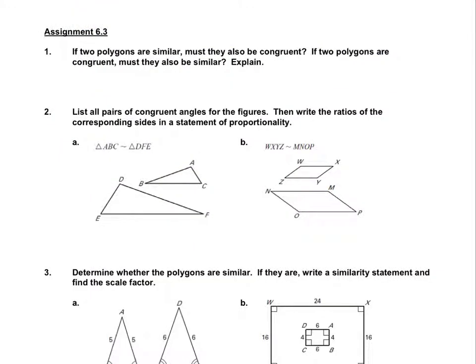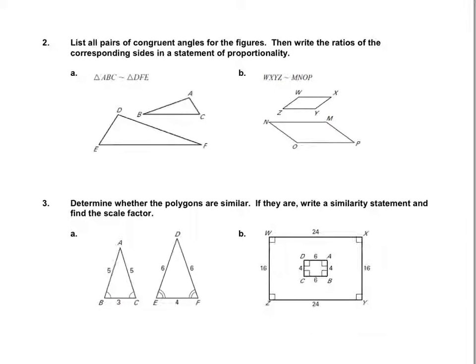Alright, so you have the rest of class time to work on the homework assignment. Why don't you get that homework out? And let's just preview this a little bit. The first question is just kind of an understanding question. If two polygons are similar, are they also congruent? Must they also be congruent? What if they're congruent? Must they also be similar? So answer both questions and explain like it says.